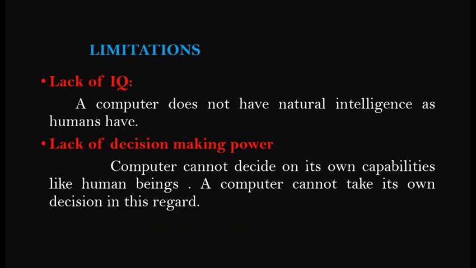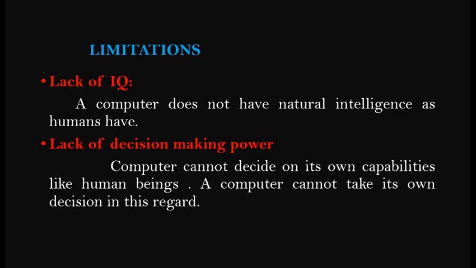Now, what are the limitations of a computer? I said a computer is nothing but a dumb machine. It is an obedient machine because it has no intelligence. It has no natural intelligence. That is, a computer does not have natural intelligence as humans have.